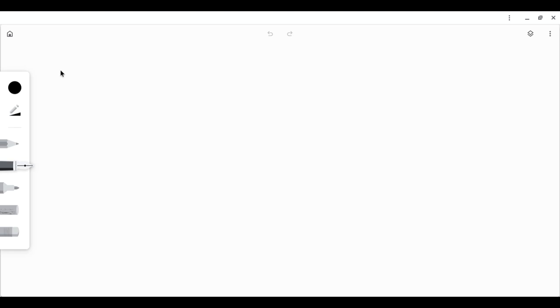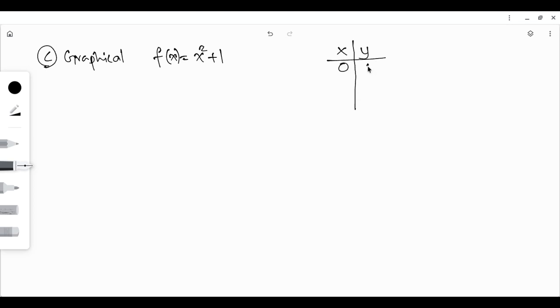There is another representation which is called graphical. Sticking with the same example, f of x equals x squared plus 1, you can plug in various values of x and find out the corresponding values of y. If you do it for a sufficient number of points, you can plot a graph. On the graph, the y goes on the vertical axis and the x goes on the horizontal axis. So what we have here is something that looks like that.